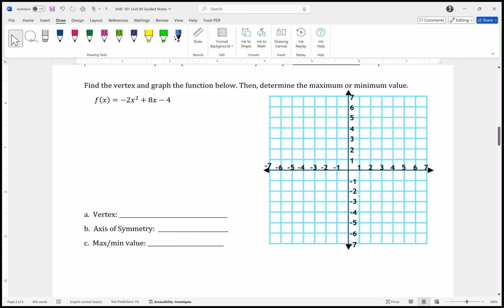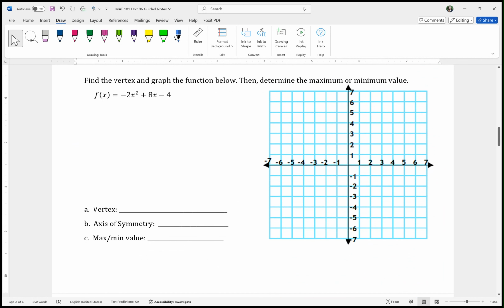All right, this is saying find the vertex and graph the function below. The function is -2x squared plus 8x minus 4. So this isn't asking all those questions that I was leading you through in the previous problem. This is far more straightforward and saying, you figure it out. What do we need to know in order to start graphing this?